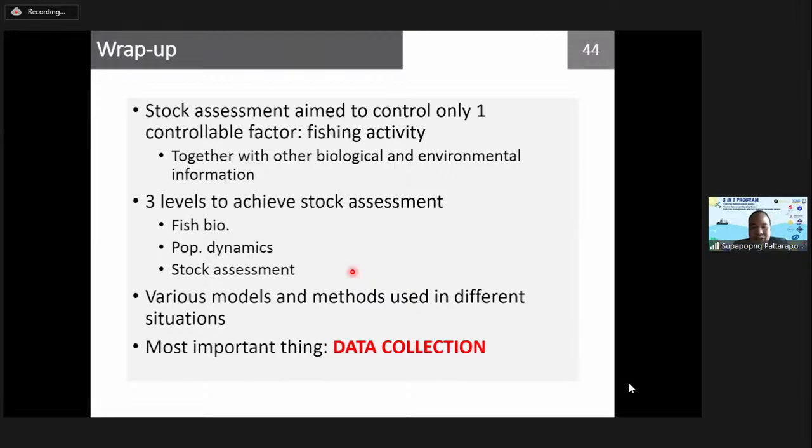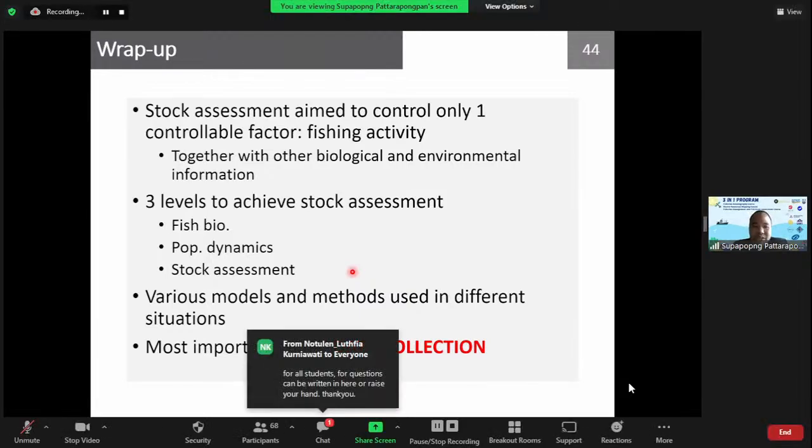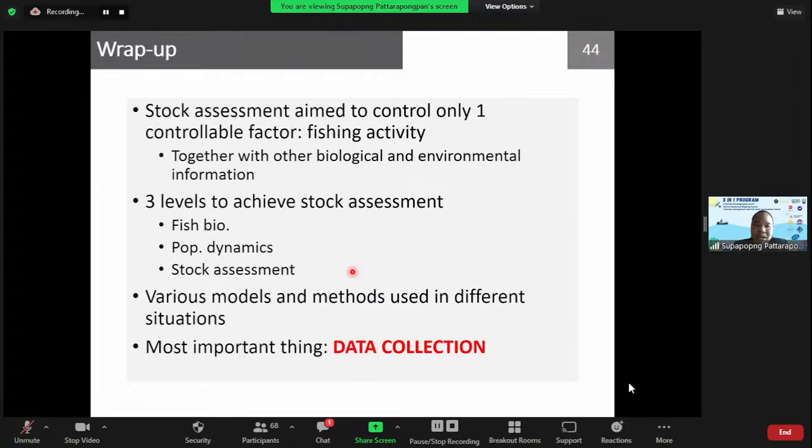There are various models and methods used in different situations. For example, if your data is quite poor but you can find some biological information, you can use YPR and SPR. But if you have very good quality data, for example CPUE, you can use the Fox and Shaffer model. And if you have very good information collected over a very long time and very precisely, you can use CPUE standardization, which lets you observe the trend and make policies very fast.